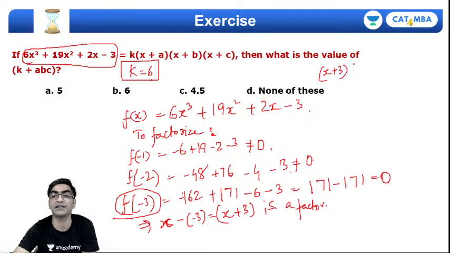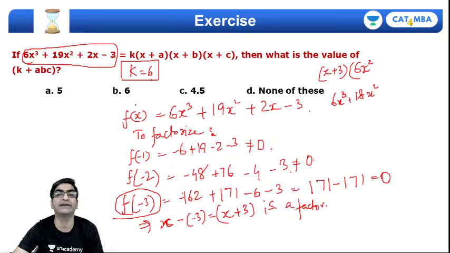x plus 3 into, so to make 6x cubed, I'll now multiply with 6x square. That will give me 6x cubed plus 6 into 3, 18x square. But I want 19x square, which means I want one more x square. Multiply x with x, that will give me x square, but that will also give me 3x.